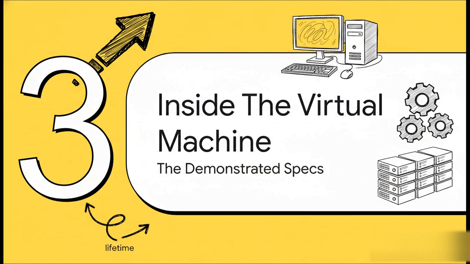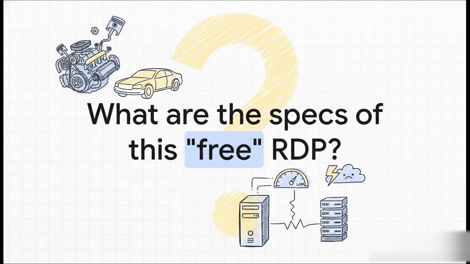All right, let's say you did it. You copied the code, pasted it, hit enter. What kind of machine actually pops up on your screen? Let's take a peek at the specs they show off in the video. This is really where the rubber meets the road, right? A free computer is pretty useless if it's slow as molasses. So what kind of power are we actually talking about with this free RDP?